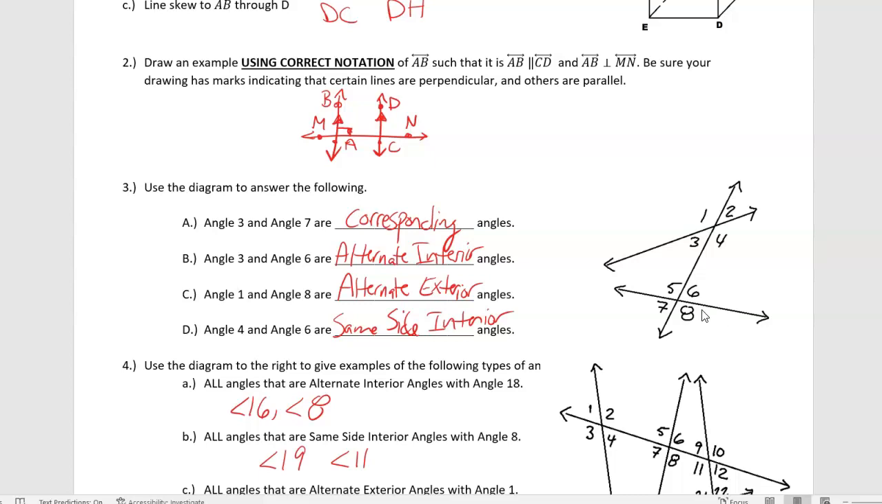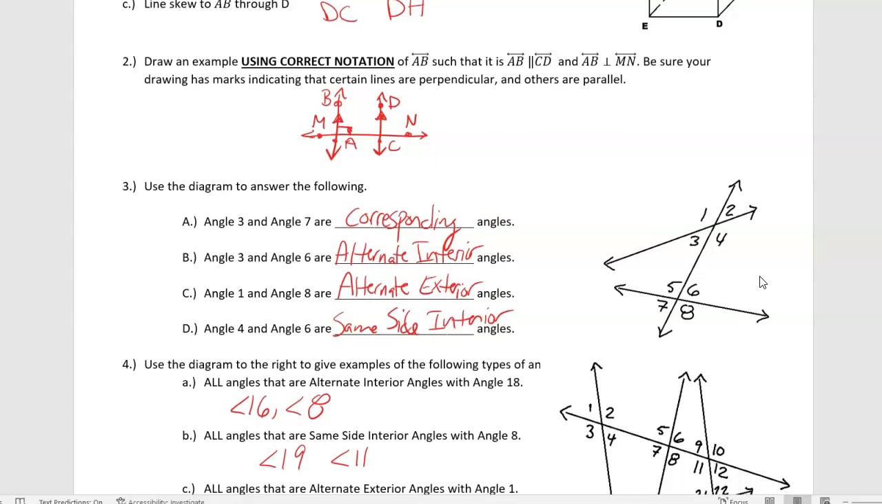Same thing with like 6 and 8. Those are on the same side, but we already have a name for these. These are called linear pairs. So 6 and 8 would not be same side interior or same side exterior or anything like that. It's just going to be linear pairs.